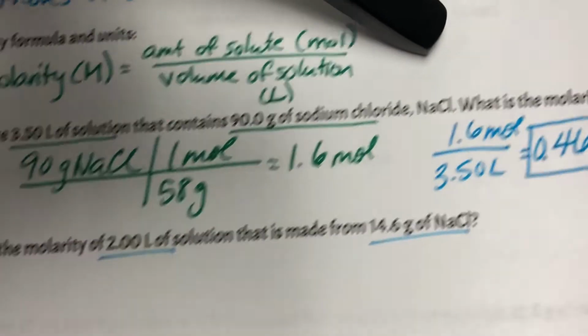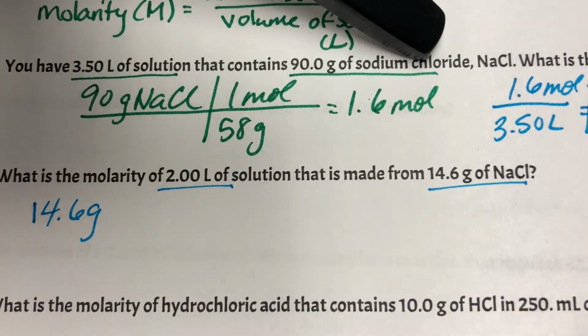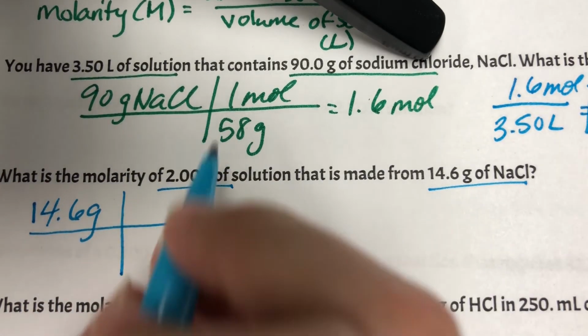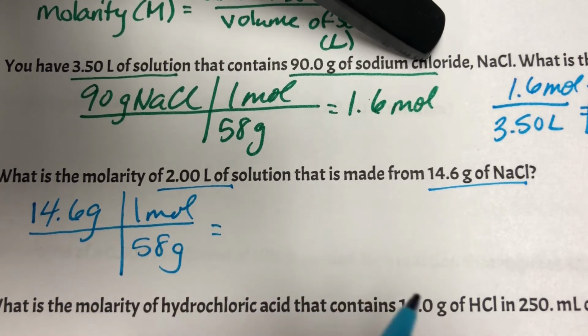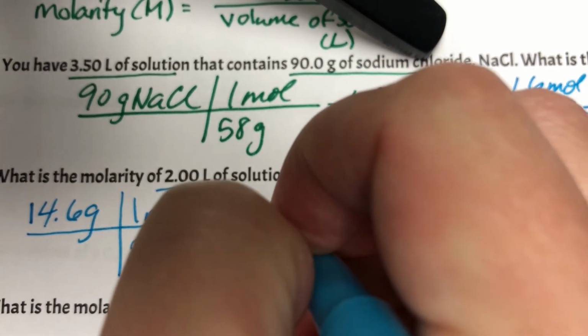Let me move this up. So I have my 14.6 grams. Again, I can't use grams directly. I have to convert it to moles. But I've already done the math. So that's 58 grams in 1 mole. So then 14.6 over 58 is equal to about 0.25 moles.